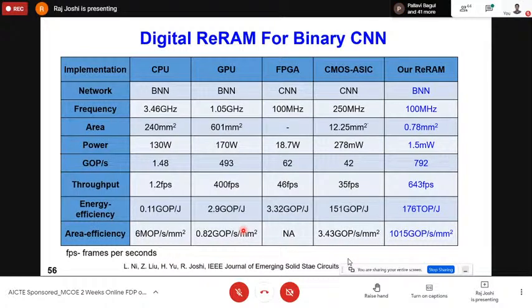So here, if you use that as binary ReRAM, using zeros and ones, then you can see that the work that we did shows an energy efficiency of 176 teraops per joule. It's excellent compared to what is published in the literature. And here you can see much more area efficiency.